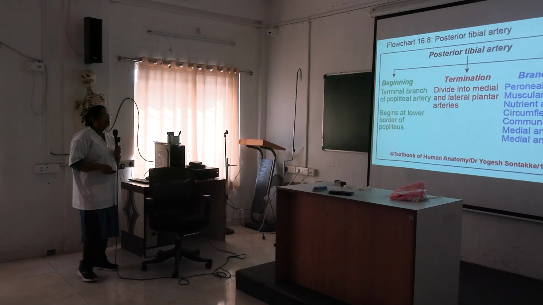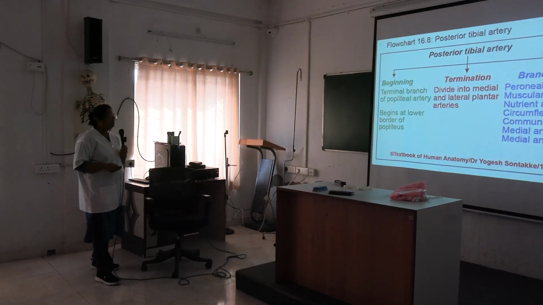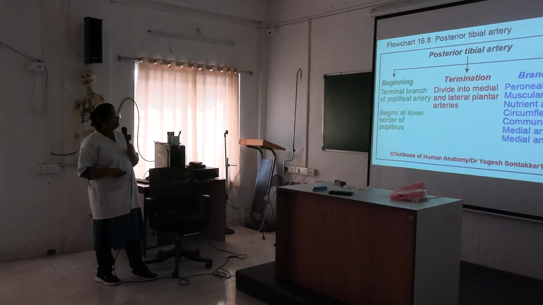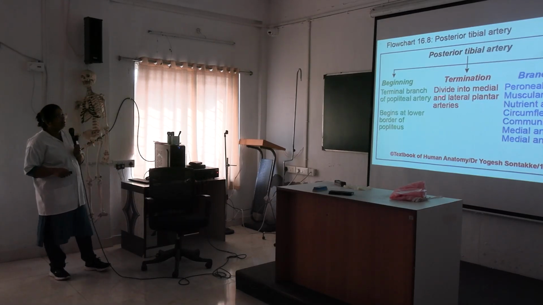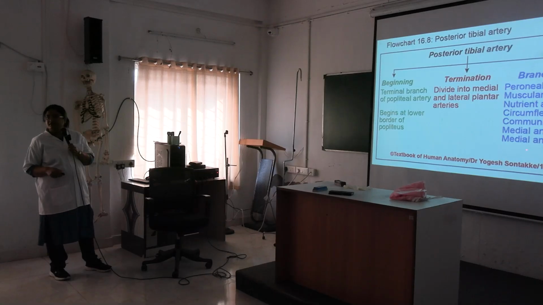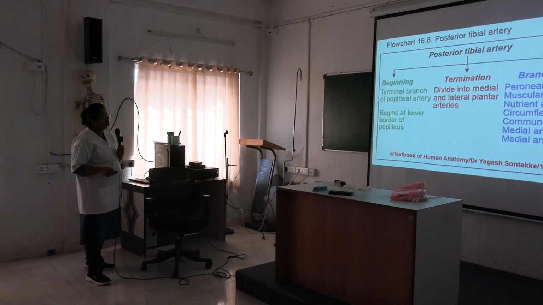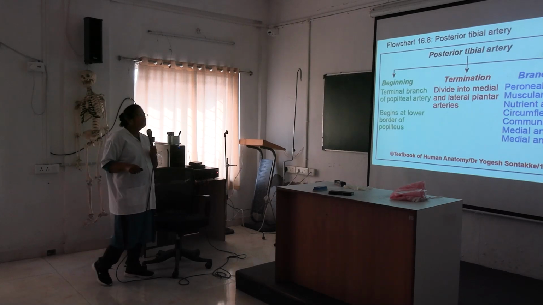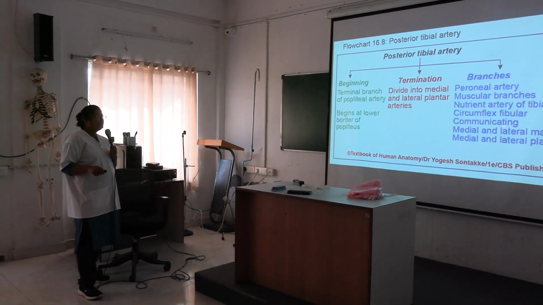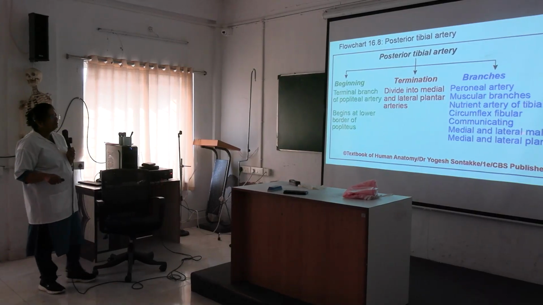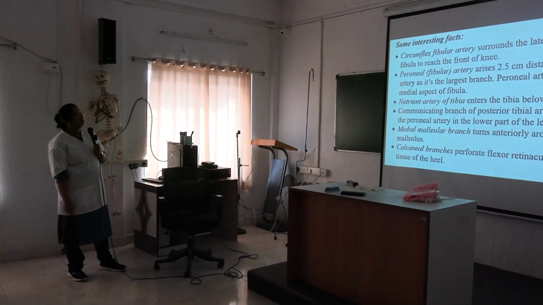Okay. So the posterior tibial artery begins as a terminal branch of the popliteal artery at the lower border of the popliteus muscle. It terminates by dividing into the medial and lateral plantar arteries. And its branches are these: peroneal artery, muscular branches, nutrient artery of the tibia, circumflex fibular branch, communicating branch, medial and lateral malleolar branches, and medial and lateral plantar branches.